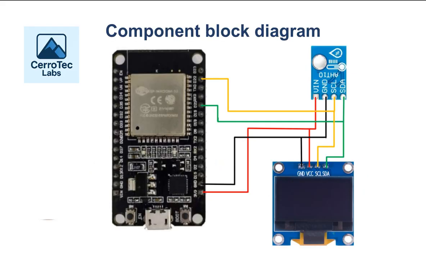The component block diagram shows how the I2C components are wired. The ESP32 is the I2C master and the OLED display and AHT10 devices are slave devices. The VCC pins on the OLED and AHT10 devices are wired to the 3v3 pin of the ESP32. The SDA pins are connected to D21, GPIO21 pin of the ESP32, and the SCL pins are connected to the D22, GPIO22 pin of the ESP32.